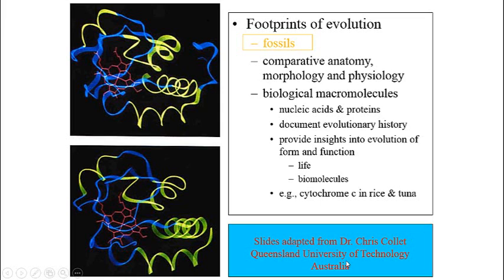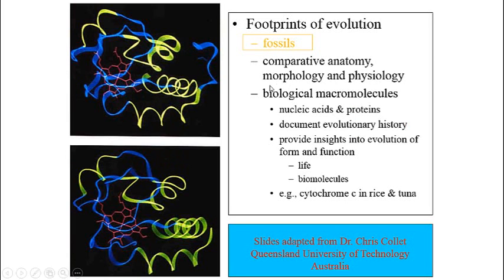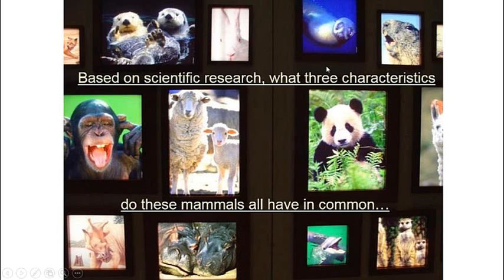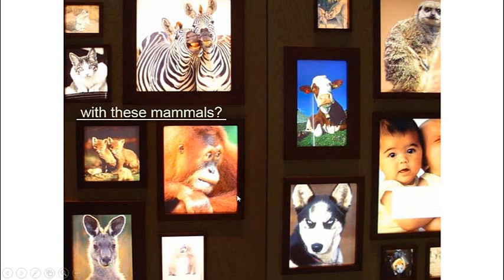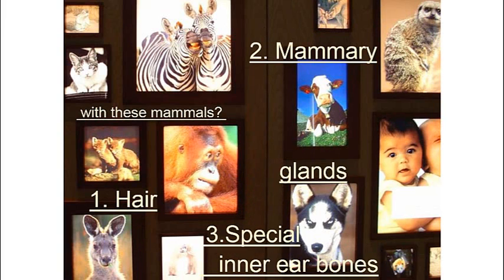Now, in terms of footprints of evolution, one is fossils, and we'll see one here in a minute, and another one is the biological molecules, and also the anatomy and physiology. So if we look at the anatomy next, you can see that based on these animals, what characteristics are similar to these animals. What makes a mammal? All these are mammals, and here's one of them. They don't have feathers, they don't have scales, and the mammary gland, that's their name, mammals, and they have a special ear bone.